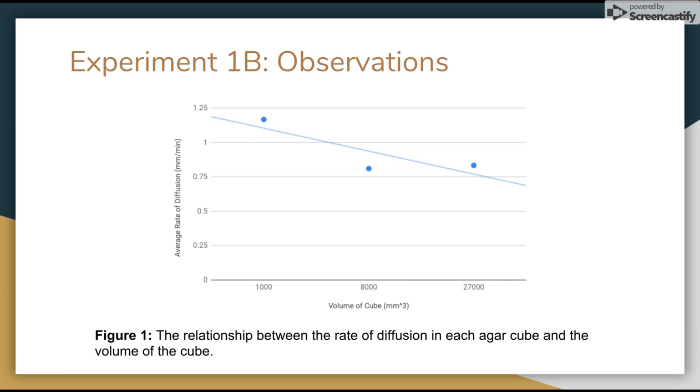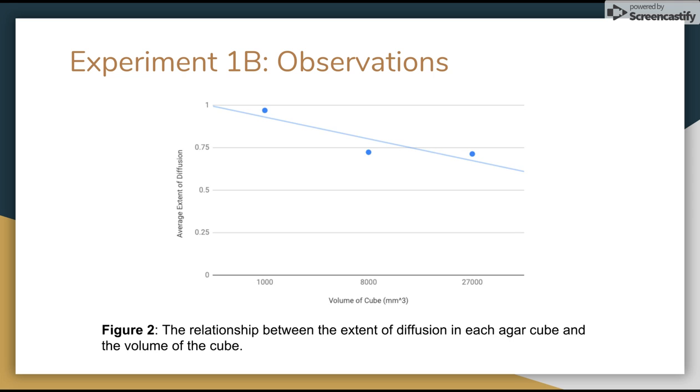This graph depicts the relationship between the average rate of diffusion and the volume of the cube. The line of best fit displays an indirect or inverse relationship. That means that as the volume of the cube increases, then the average rate of diffusion decreases.